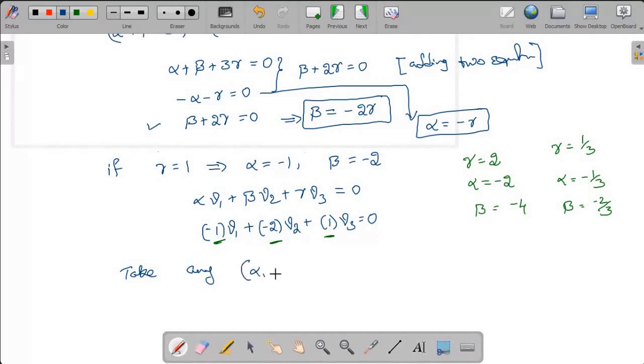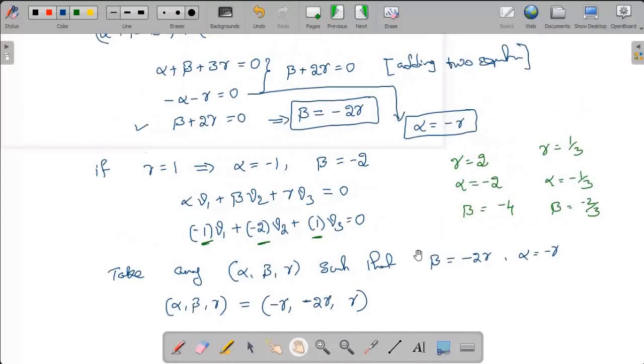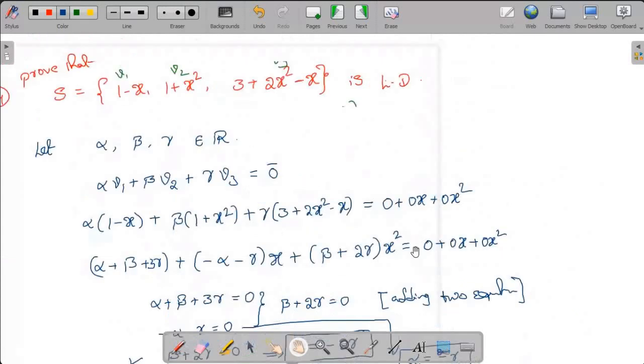Take any alpha, beta, gamma such that beta equal to -2 gamma and alpha equal to -gamma. In other words, this set alpha, beta, gamma must be equal to -gamma, -2 gamma, and gamma. That's it. We got infinitely many such combinations for which the combination is zero, but not all scalars are zeros.